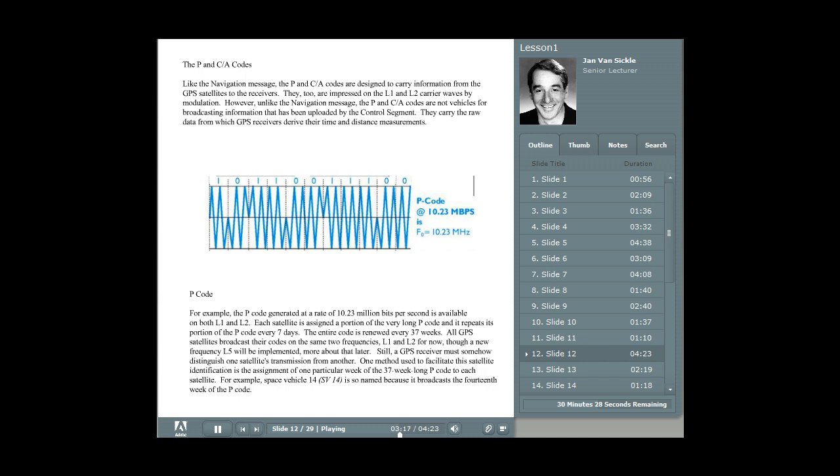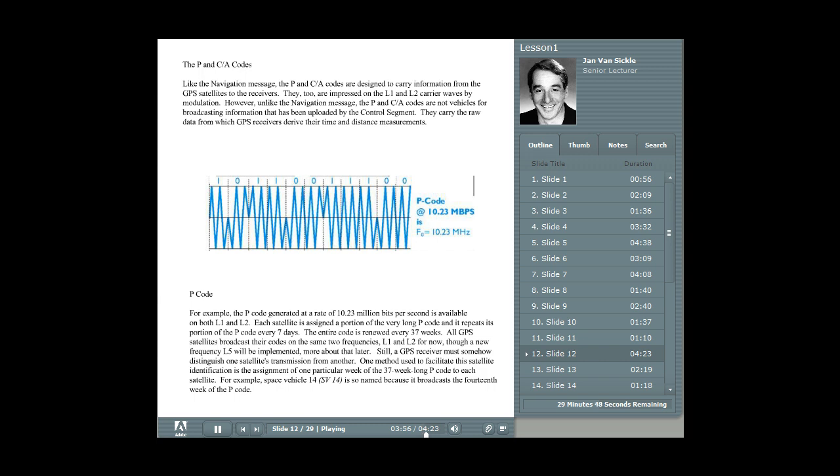Now, the P code, as it says here, is generated at a rate of 10.23 million bits per second. We'll find out that this is the fundamental clock rate. But it's available on L1 and L2. It's a very long code. It repeats every 7 days. The entire code is renewed every 37 weeks. But all GPS satellites broadcast their codes on the 2 frequencies, as I mentioned. But also, a GPS receiver has to be able to distinguish one satellite's transmission from another. This goes back to our original point of the receiver has to be able to correlate the distances that it derives with the satellite from which it came.